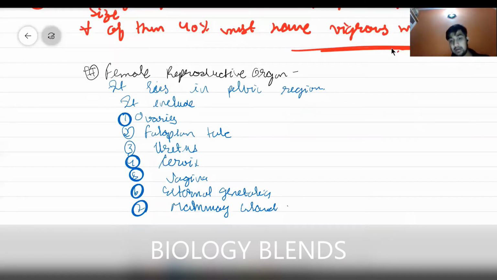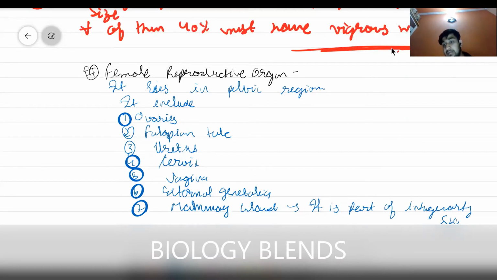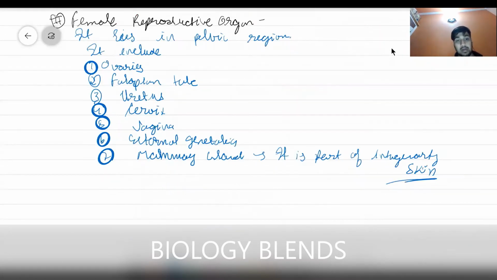The mammary gland is part of the integumentary system. And what is the integumentary system? The integumentary system is basically related to skin. So the mammary gland helps in the nourishment of the child. Sorry, the uterus spelling is wrong.